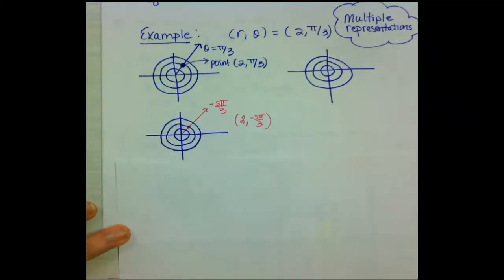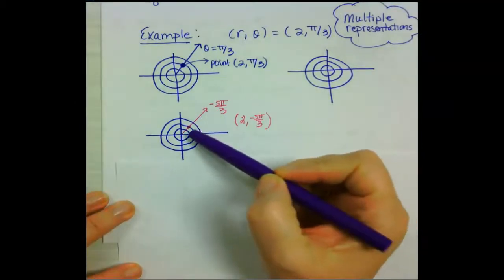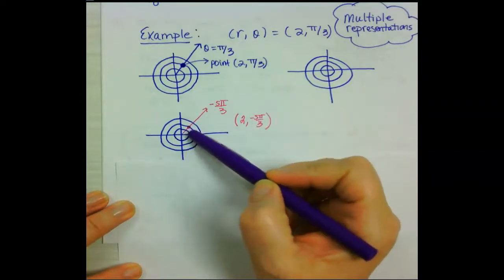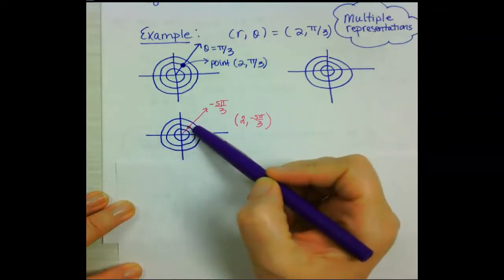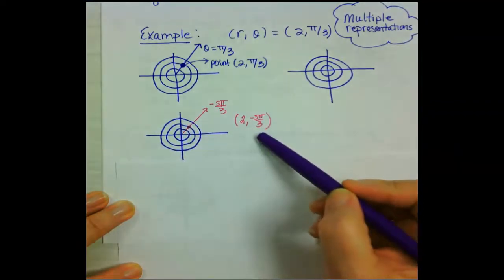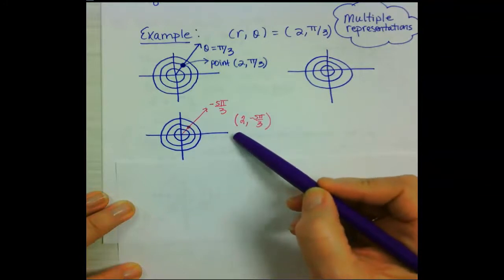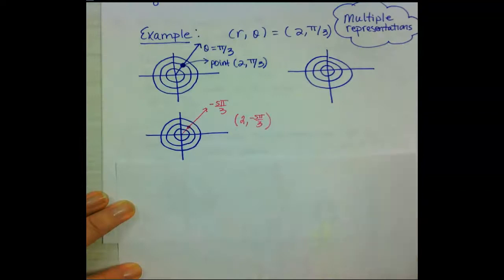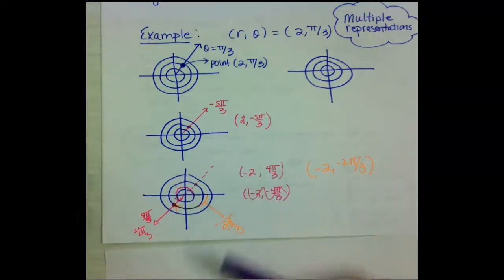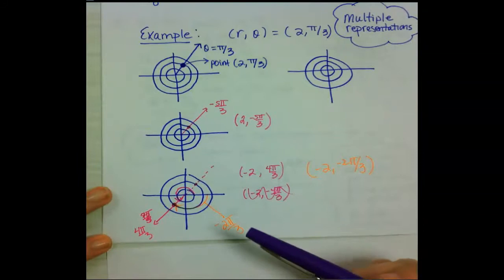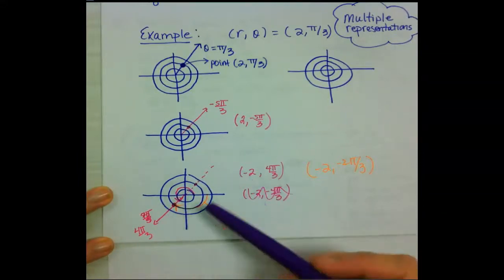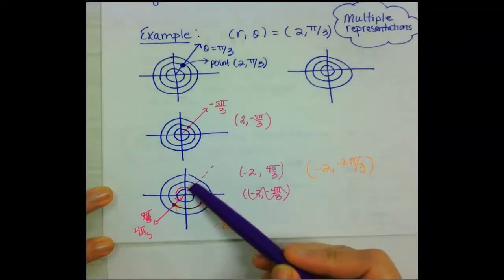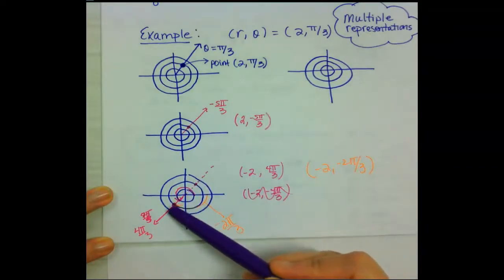So the first one that I'm going to do here: I went from here to here and did my positive pi over 3 to plot the point. Now I'm going to go from here all the way back around this way to here, which would be negative 5 pi over 3, and still have the directed distance of 2. So this is one representation of the same point. And then to get the last one here, we were up here at 2, so we're going to reverse the direction to the other half of the line.